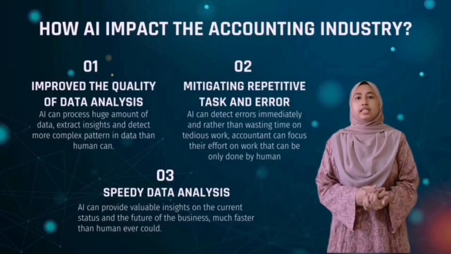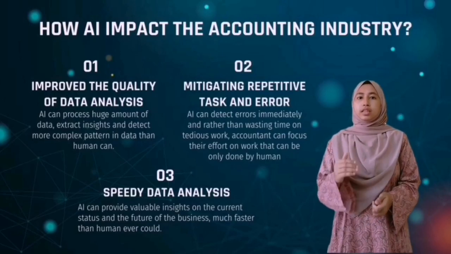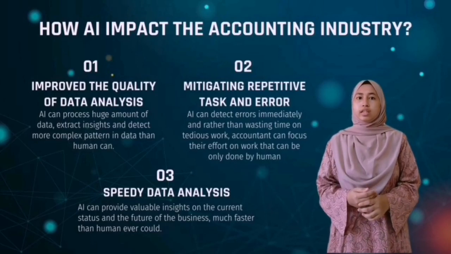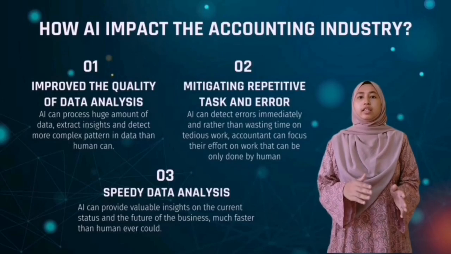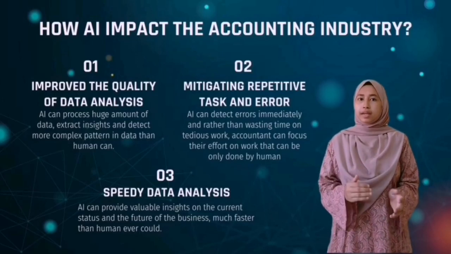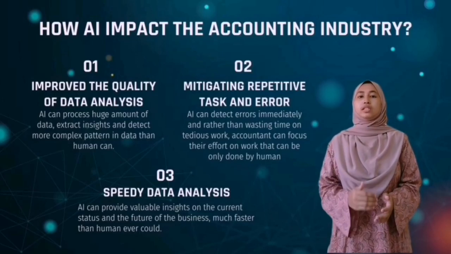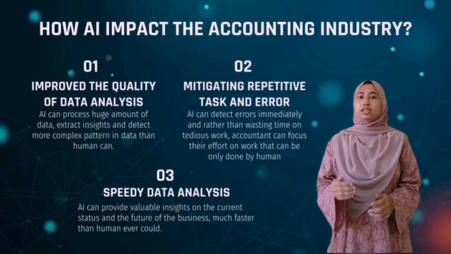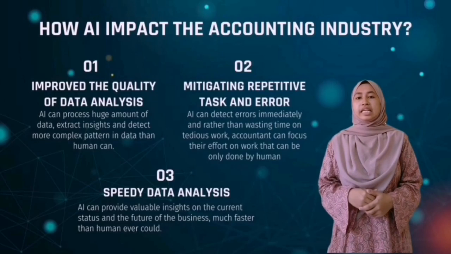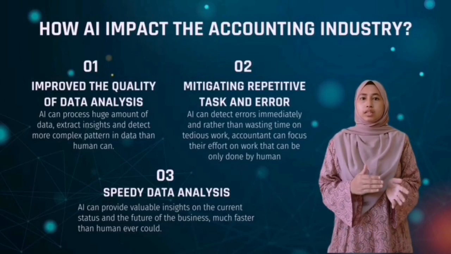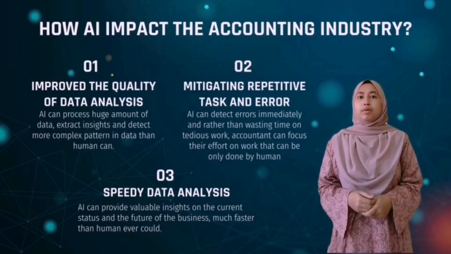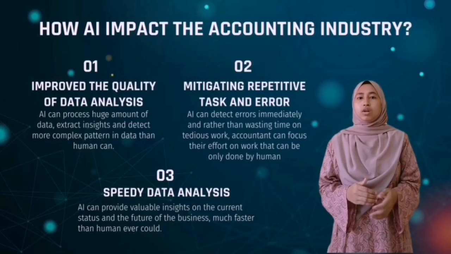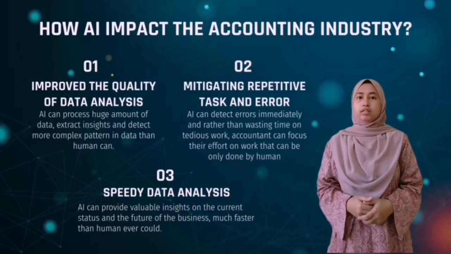The second point is that artificial intelligence can mitigate repetitive tasks and also reduce errors. Artificial intelligence can detect errors immediately to ensure that bookkeeping and accounting records are always accurate. Accountants also can focus their effort on work that can only be done by humans, such as consulting with the client and advising them on successfully running their business, rather than wasting time on tedious tasks.